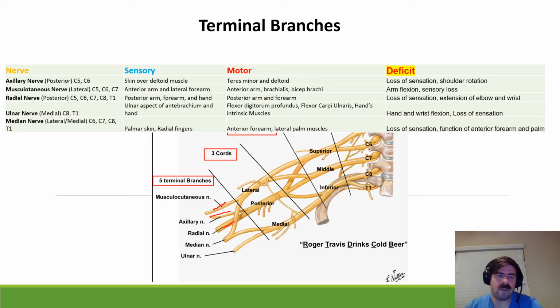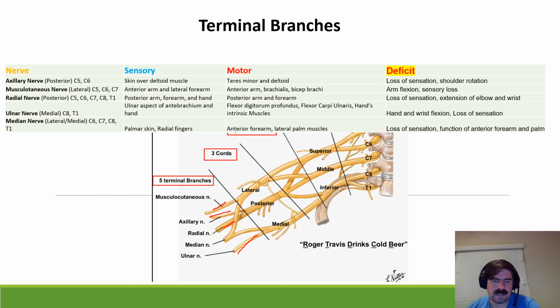Then radial nerve. This provides sensory innervation for posterior arm, forearm, and hand, and motor function for the posterior arm and forearm. And damage to this results in a deficit in extension of the elbow and wrist. Next, the ulnar nerve. This provides innervation to the ulnar aspects of the antebrachium and the hand, and it provides motor function for the flexor digitorum profundus, flexor carpi ulnaris, and the hand's intrinsic muscles. So damage to this results in a deficit in hand-wrist flexion.